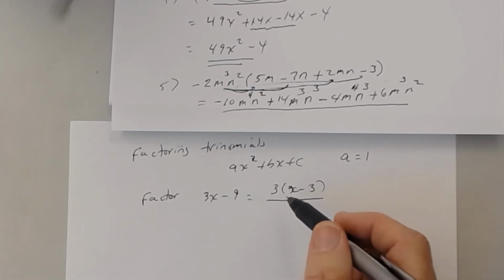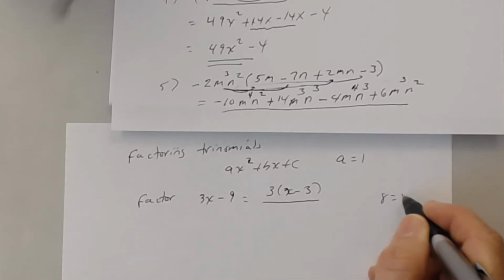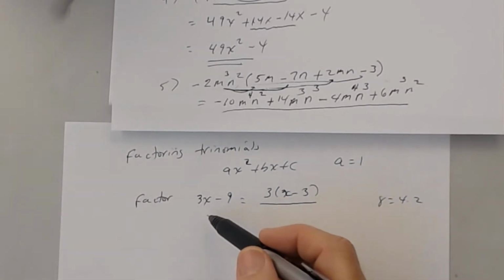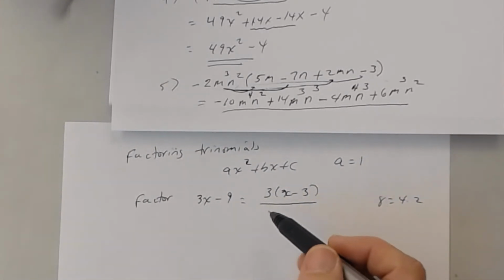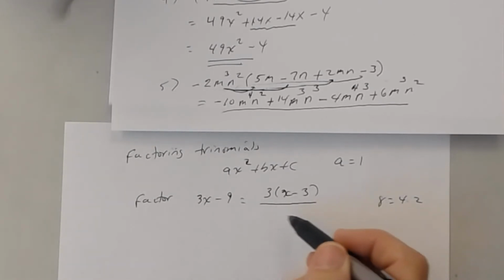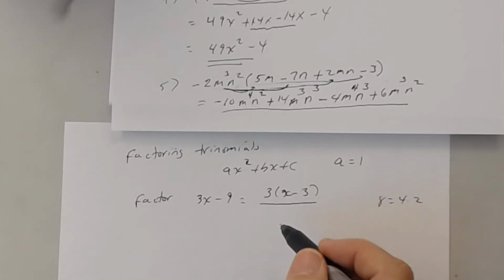2. It's important to know what your factors are. Factors are like when we talked about 8 before, we have 4 times 2. What are the factors of 8 that you're seeing here? 4 and 2, because 4 times 2 is 8. What are the factors of 3x minus 9? What's the first one? 3. What's the second one? X minus 3. So those are your 2 factors.